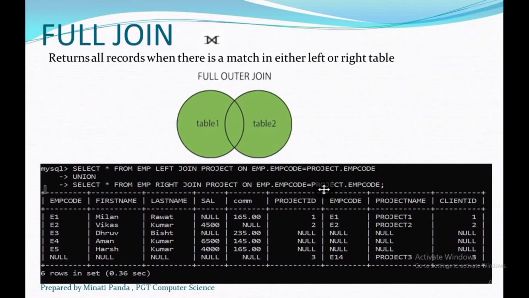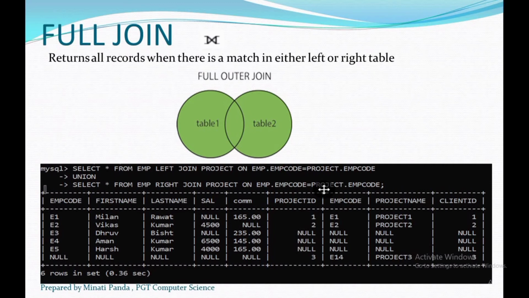We'll discuss full join. Full join returns all records when there is a match in either the left or right table. Full join or full outer join returns a result set table with the matched data of the 2 tables and the remaining rows of both the left table and then the right table. In MySQL, we do not have full outer join. For that, we have to write the left and right join with a union.